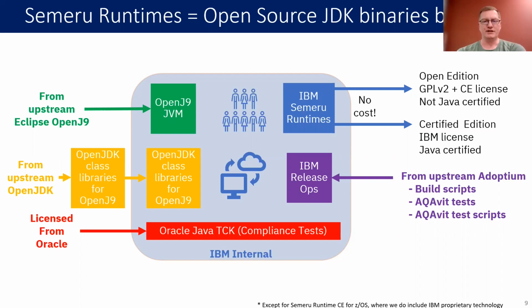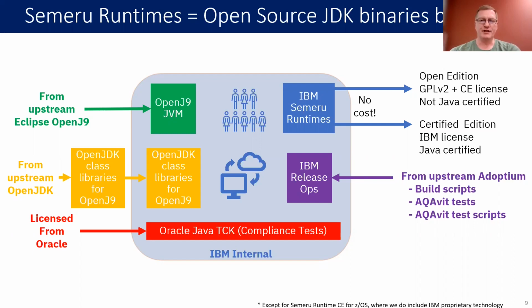We take the release ops and all of the scripting and build scripts and all of the test AQAvit scripts from the Adoptium, the Eclipse Adoptium project, and we use those to build IBM Semeru Runtimes. So we're leveraging a lot of community efforts here that are oriented towards building a solid Java distribution. And then we put out IBM Semeru Runtimes at no cost. We make it available at no cost for everyone to use.